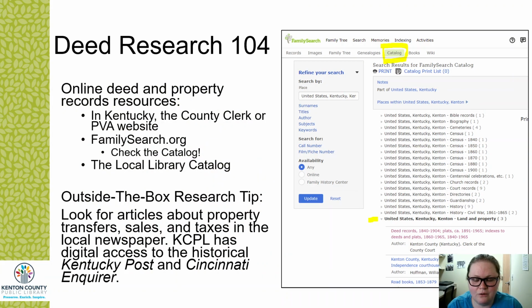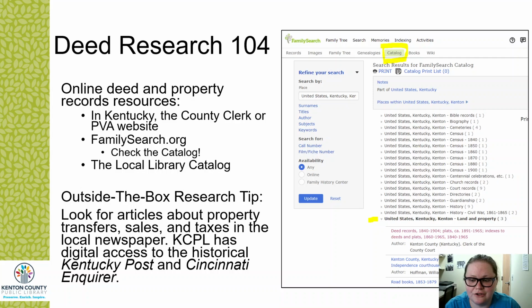All right. So if you're at home and you want to get started on deed research and you're not able to visit a local courthouse, there are some things that you can do. In Kentucky, the county clerk or PVA might have a website that already has some of the deeds indexed on there. Sometimes these are free and sometimes you have to pay for that service, so keep that in mind.